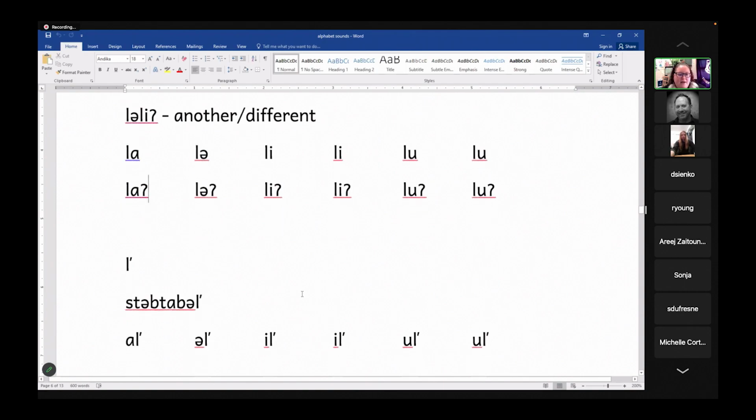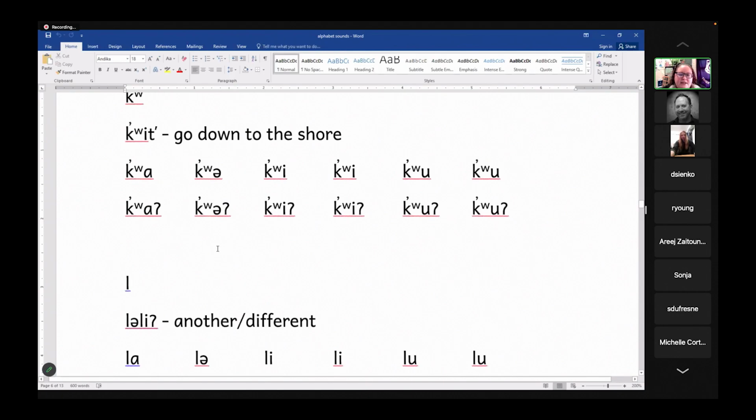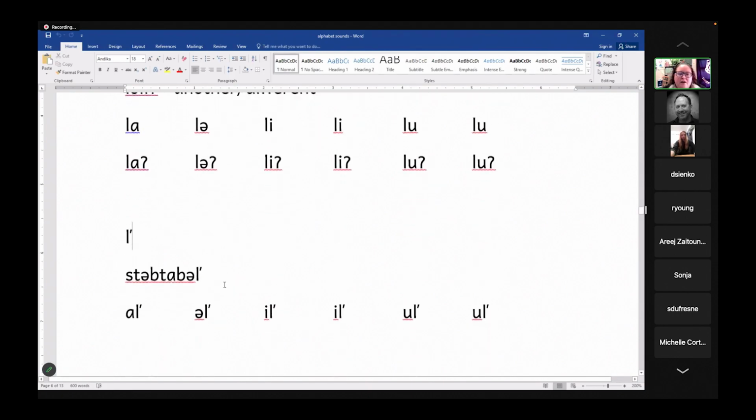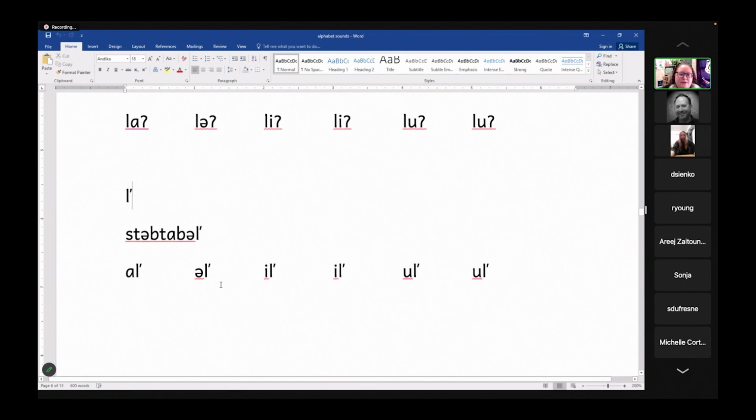We also have a glottalized L, which is different than the glottalized Ks and the glottalized C. It's not really a harder sound. It's a stop to the sound. So the word stubtable just kind of cuts it off. It does the same thing that a regular glottal stop does, only it's that letter that's glottalized. Stubtable, stubtable.